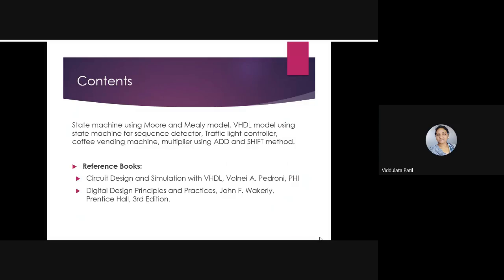So what is there in this unit? Let us see the contents of this topic, that is state machine using Moore and Mealy model. I think in digital techniques, you must be aware of what is meant by state machine and what the different types of state machine are, that is the Moore model and Mealy model. So you have at least a basic idea about what is meant by state machine.